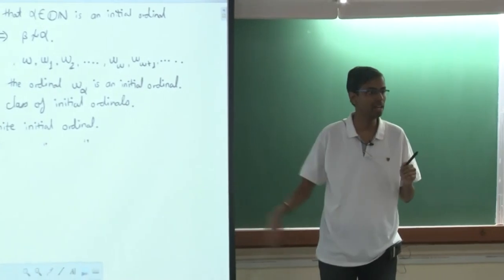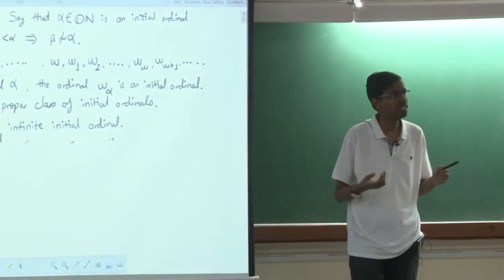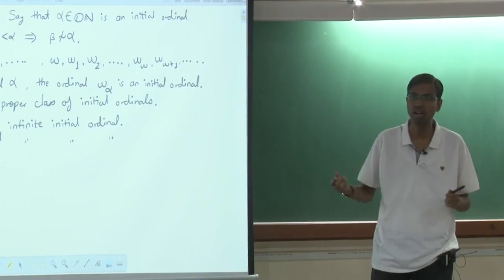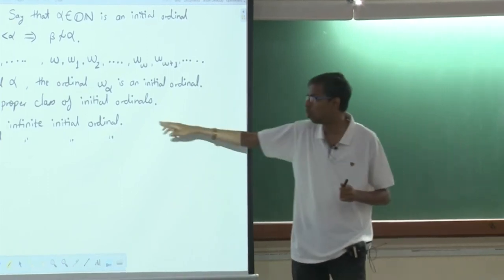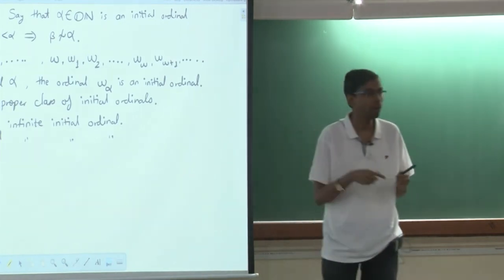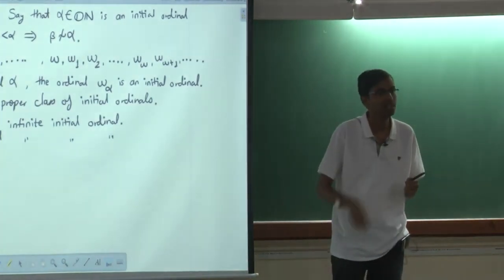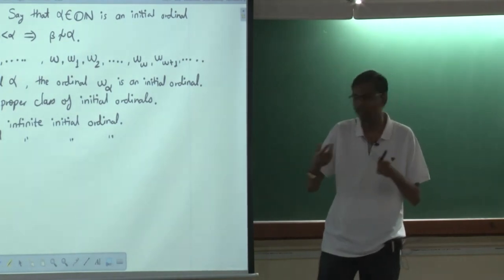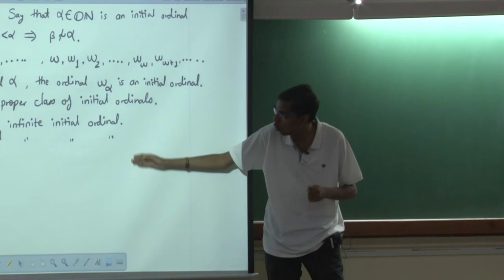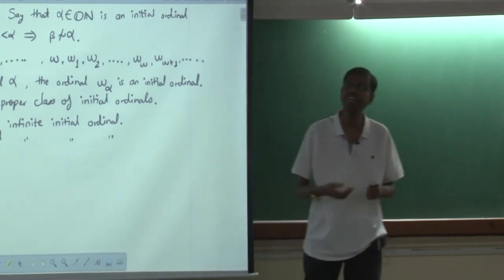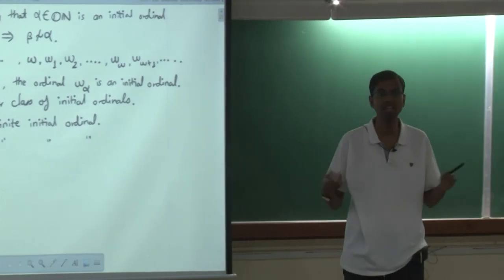Then I remove that element. Then I ask the question, is it non-empty? Is the collection of infinite initial ordinals apart from omega non-empty? Yes. So therefore, again, I can find the least one. Then I keep removing them one by one. Then eventually I am left with no omega sub n. Then I again ask, is the collection of infinite initial ordinals non-empty?